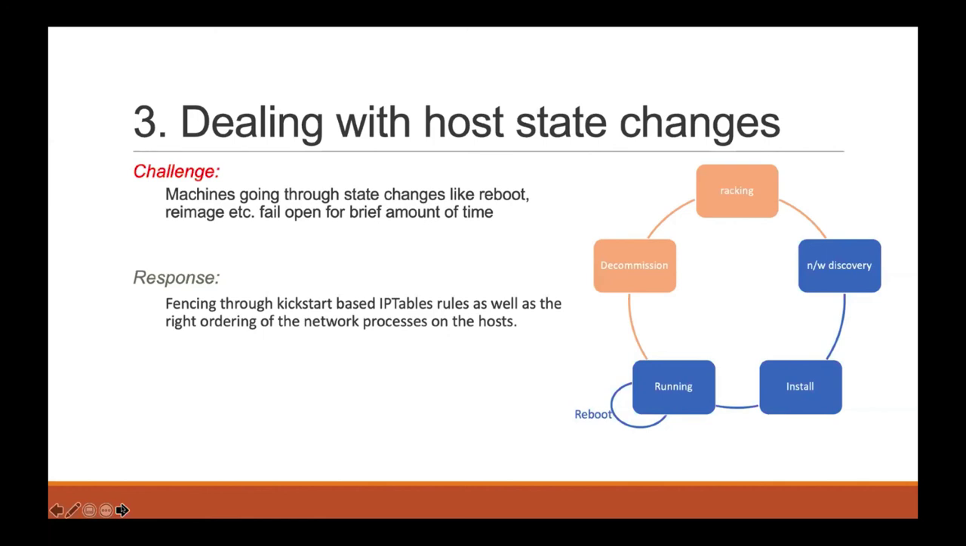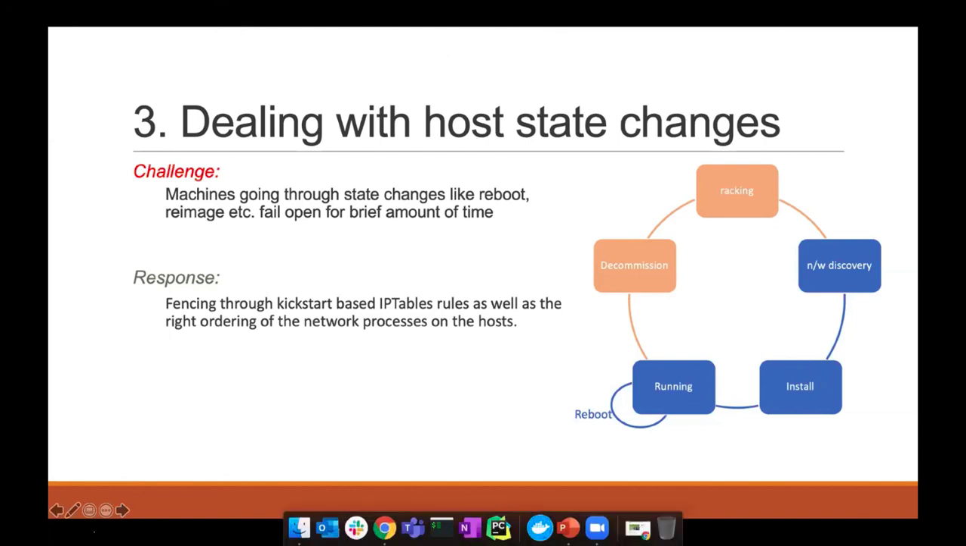After the host is racked up and it gets discovered in the network, we start off by fencing with host-based kickstart IP table rules. When the host transitions to an install state and then to a running state, we run DFW as an application on the server, which enforces the rules on it. And during reboots, we enforce the rules by right ordering of network processors and DFW on each host. So by this kickstart based on IP tables and right network ordering, we ensure that the host is never compromised on security and never open in the data center.